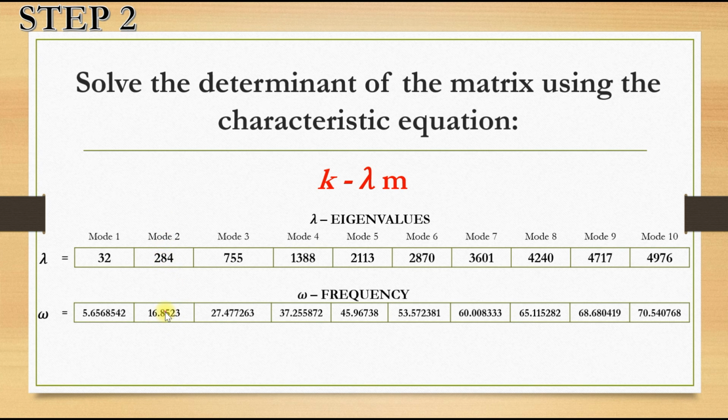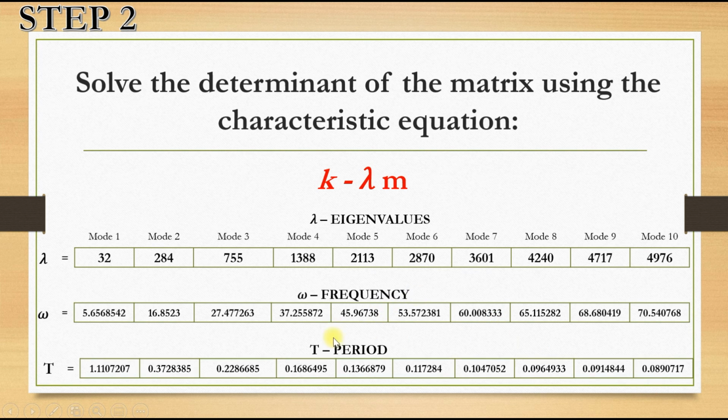So pag i-square root natin yung 284, magkakaroon tayo ng frequency ng mode 2 which is 16.8523. Dito naman sa mode 3, square root of 755, magkakaroon tayo ng frequency ng mode 3 which is 27.477263, hanggang dito sa mode 10. So, the same pa rin na formula. I-square root natin si mode 10 which is 4,976 and magkakaroon tayo ng frequency dito sa mode 10 which is 70.540768.